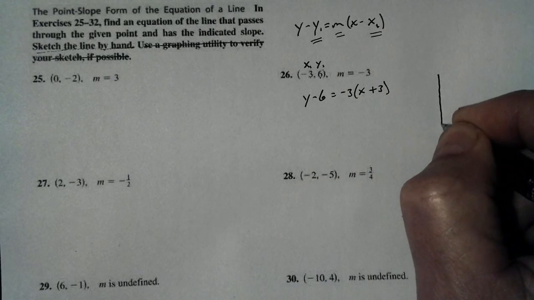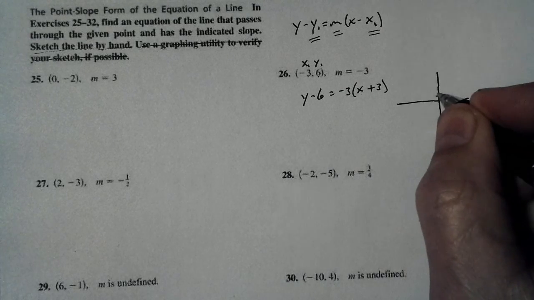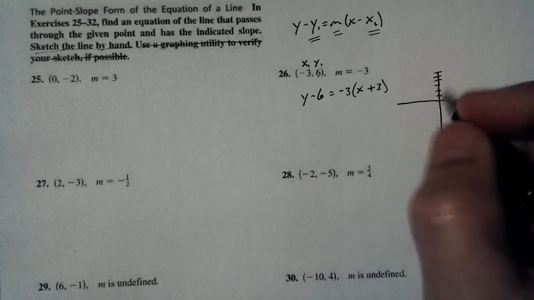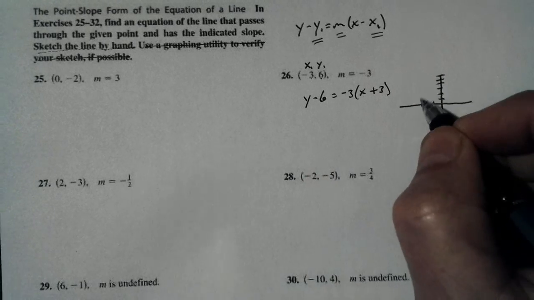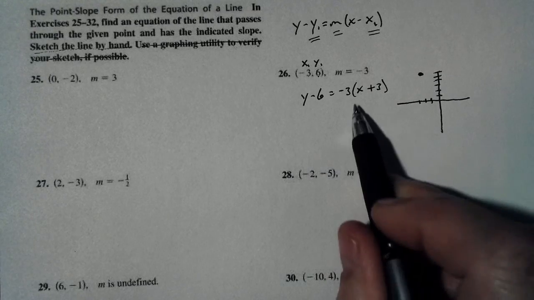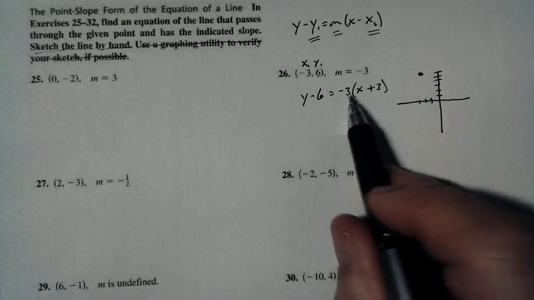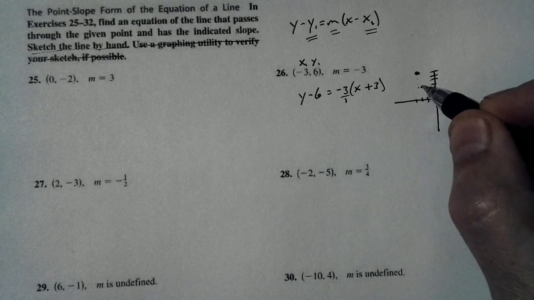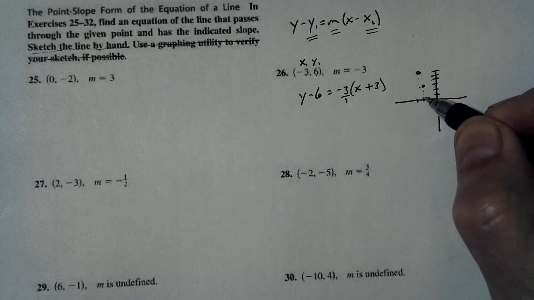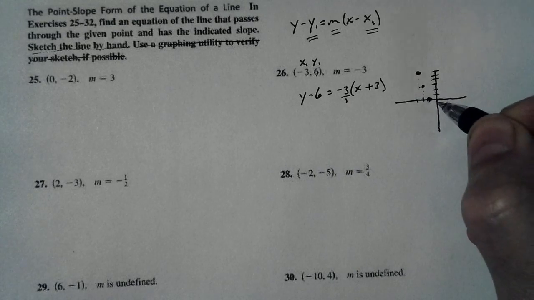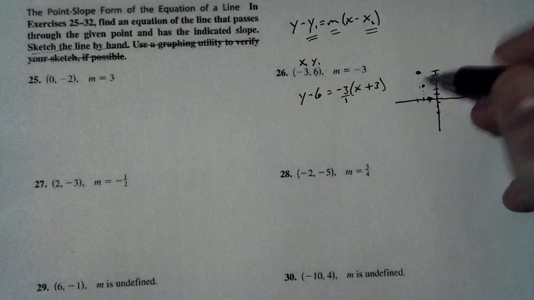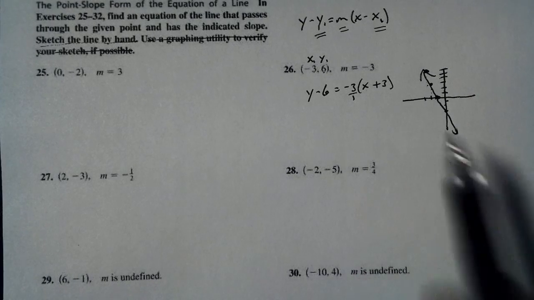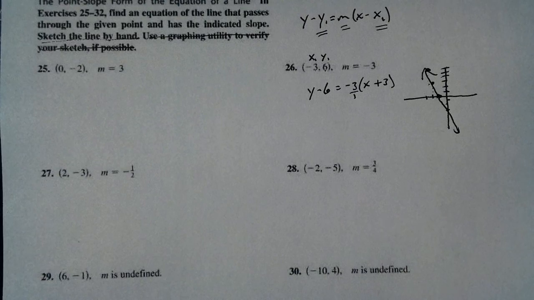So if I wanted to graph that, 1, 2, 3, 4, 5, 6, y is 6 when x is -3. And then our slope is -3. That's -3 over 1, down 3, right 1, down 3, 1, 2, 3, right 1, down 3, right 1. You want to change that into slope-intercept form to graph it? You're welcome to do that.